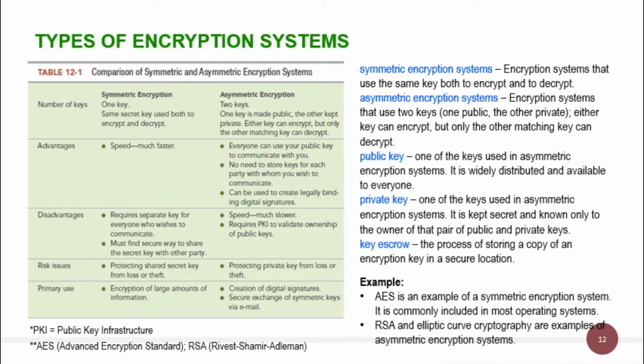And key escrow is the storing of a copy of the encryption key. There is also a regulation about it. There is a standard for these keys. First standard is AES, the Advanced Encryption Standard, and RSA, Rivest Shamir Adleman standard. RSA is for asymmetric, AES is for symmetric. This is a standard for encrypting using the same algorithm encryption.